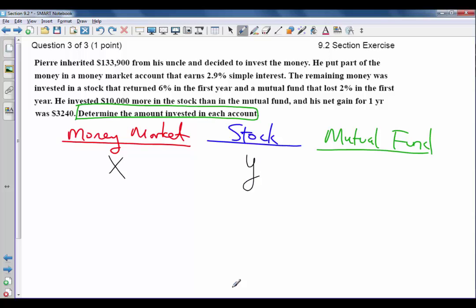Do we know how much we invest in mutual fund? No, we are looking for it, so we call it... chicken? No? Z. Yeah, you can call anything you wish. But we go with X, Y, Z's. We are more comfortable with them. Okay. Everything is great. There you go.